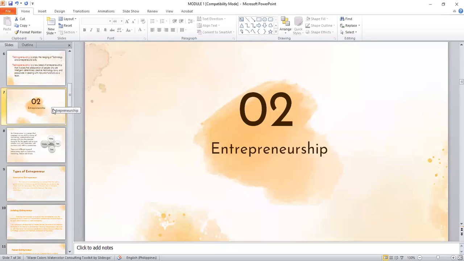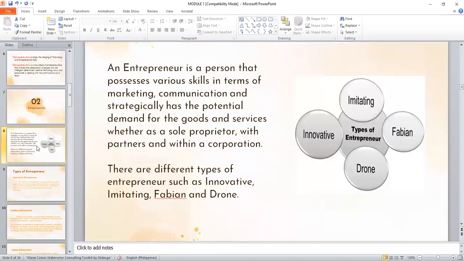So now we go to entrepreneur since it's a part of technopreneurship. What is entrepreneurship? Okay. Now, a book on entrepreneurship may have it divided into different types. So you can have what we call the innovative, the imitating, the Fabian, or the drone entrepreneur. So we're going to look into them later one by one. But as an entrepreneur, if you're going to define what an entrepreneur is, it is a person that possesses various skills in terms of marketing, communication, and strategically has the potential demand for the goods and services, whether as a sole proprietor, with partners, or within a corporation.